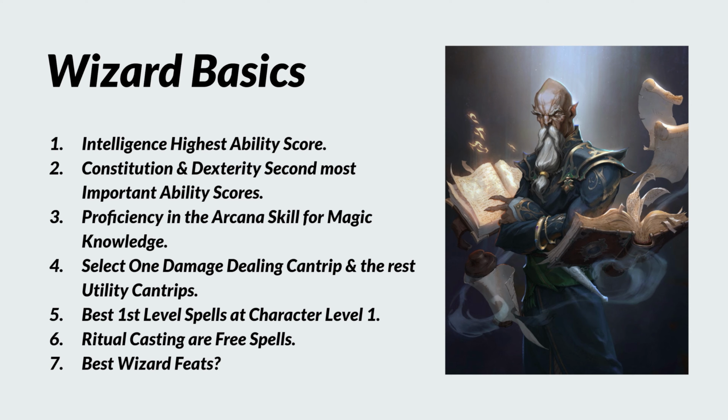Select at least one damage dealing cantrip, and the rest are better off being utility cantrips. This gives you the best balance in terms of gameplay and flexibility when you're playing the game. So what we want to look at is things like Mage Hand. Minor Illusion is very good. Mage Hand allows you to manipulate something from a distance. Minor Illusion allows you to create small illusions to deceive something or someone. You can also use Prestidigitation. It's a very good cantrip too.